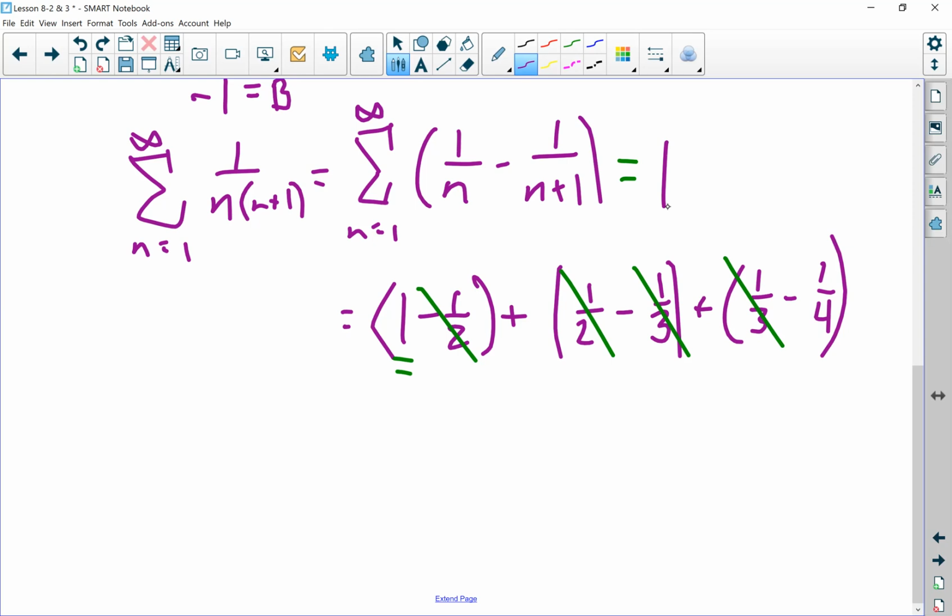So really the two series that you can find the sum for pretty easily are geometric and this telescoping series. Obviously, there's a little bit of work with the telescoping series, but it's not too bad.